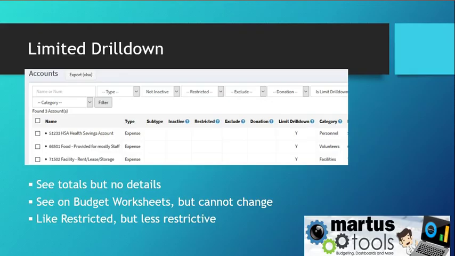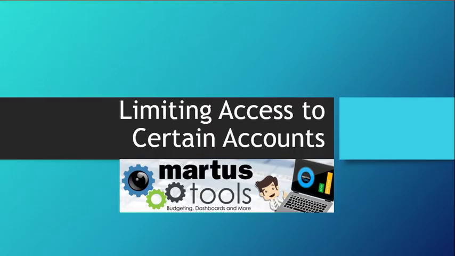Admins and privileged users can see transaction details and changed budgeted amounts for limited drill down accounts. This video has reviewed the implications of managing user access to accounting data and budgets within Martus tools by using the account characteristics restricted, excluded, and limited drill down.